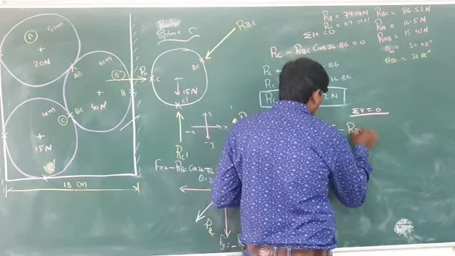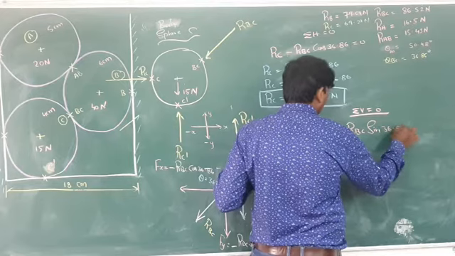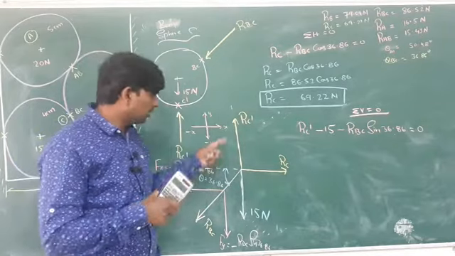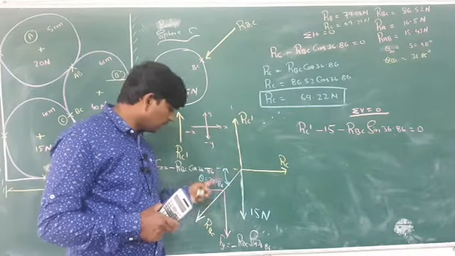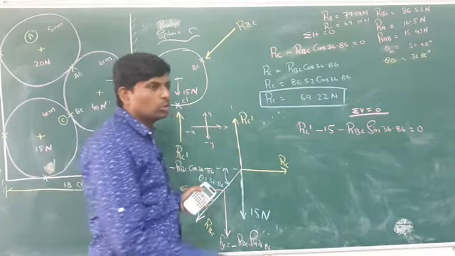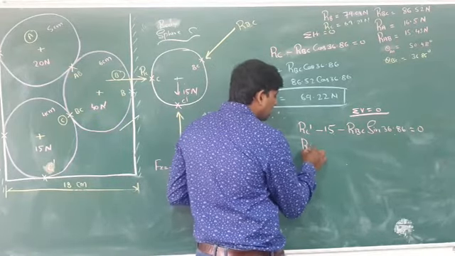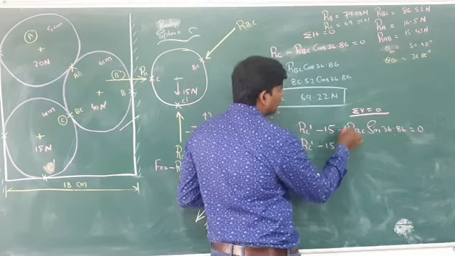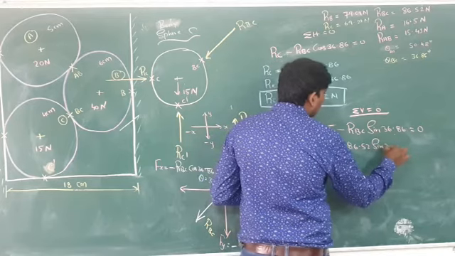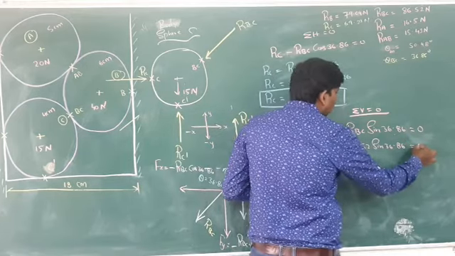Next one is minus RBC sin 36.86 equal to 0. The equation is RC dash, then minus 15, then minus RBC sin 36.86, equal to 0. You know the value of RBC: 86.52. So RC dash minus 15 minus 86.52 sin 36.86, equal to 0.